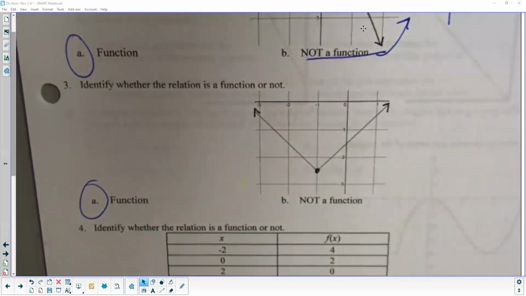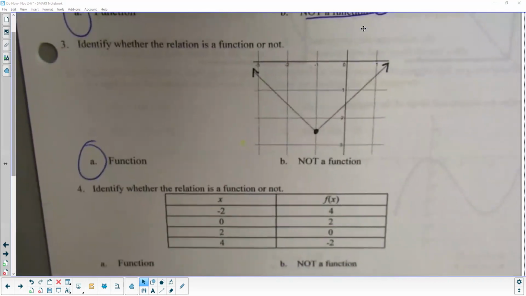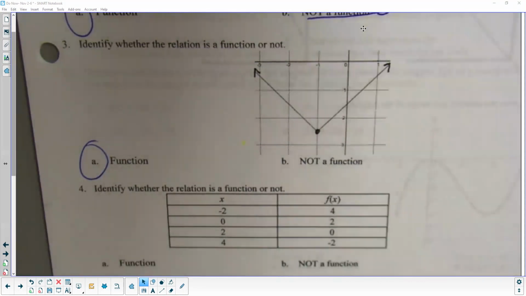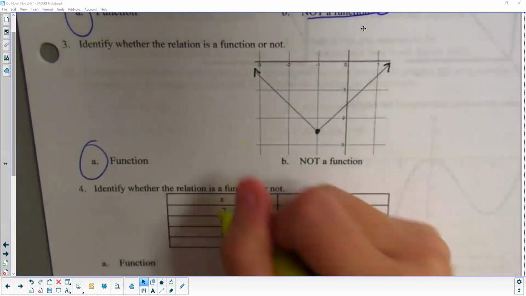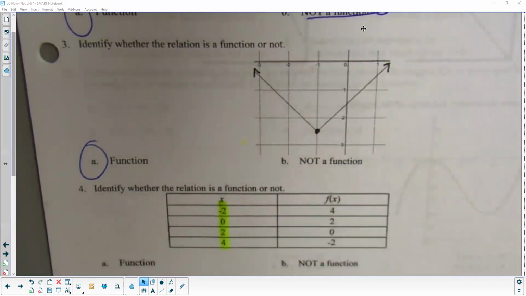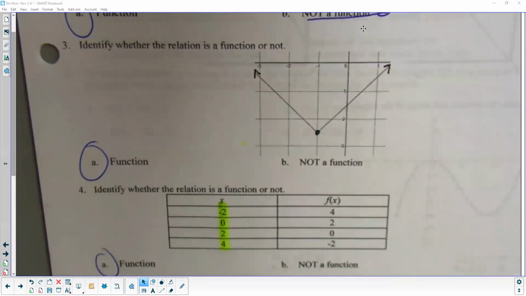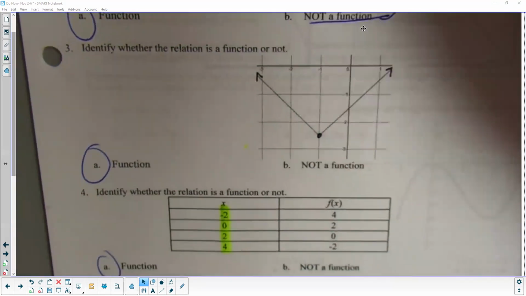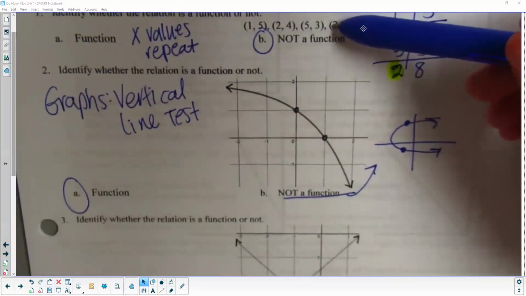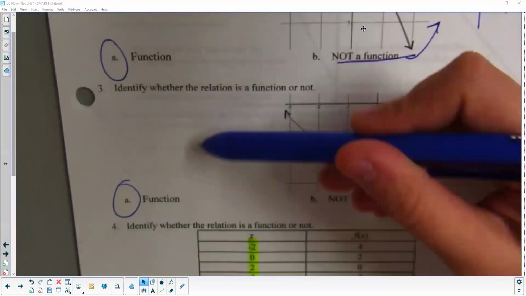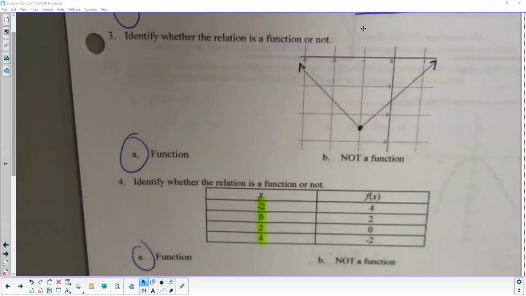And then the very last one we have is a table. Now, we're only worried about the y values. Do any of these y values repeat? I've got -2, 0, 2, and 4, and they don't repeat, which means it is a function. So 1 was not a function, 2, 3, and 4 were all functions.